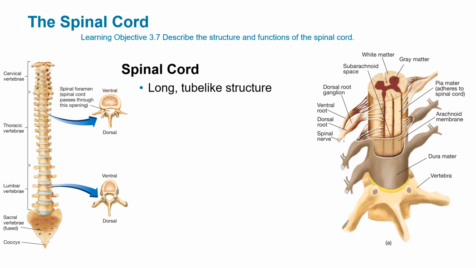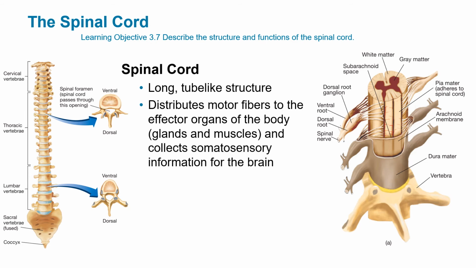It is a long tube-like structure. It distributes motor fibers to the effector organs of the body, the glands and the muscles, and collects the somatosensory information for the brain. So it is the part of the body that takes in information from the senses, with the exception of the eyes, and transports that information to the brain. It also takes information from the brain and distributes it out to the muscles and the glands.